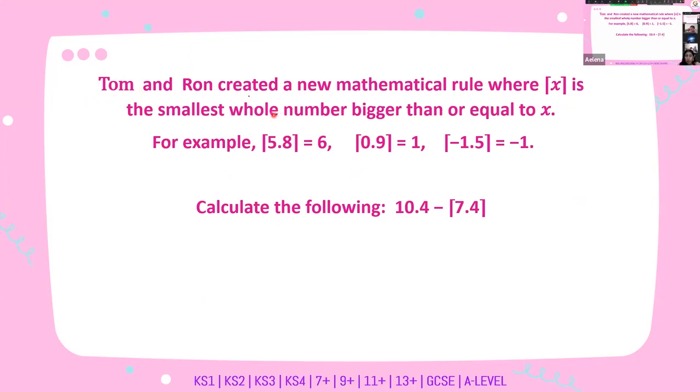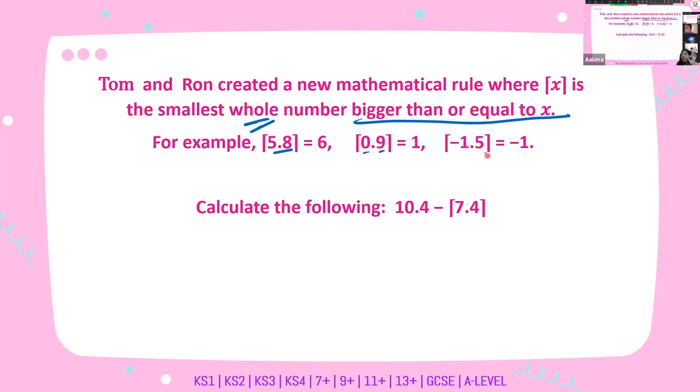Tom and Ron, rhyming, created a new mathematical rule. This is called the greatest integer function that you'll be learning in higher classes. Now, what is this bracket meaning over here? It says that you are taking the number bigger than or equal to x. If you have anything in decimal, you need a proper whole number. So the whole number after 5.8, that's 6. The whole number after 0.9, that's 1.